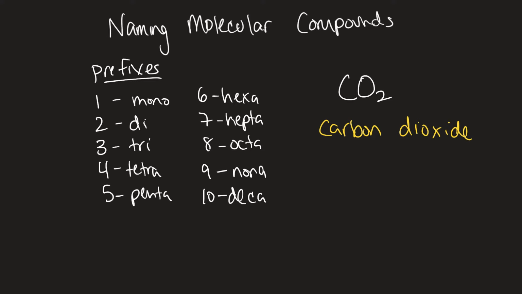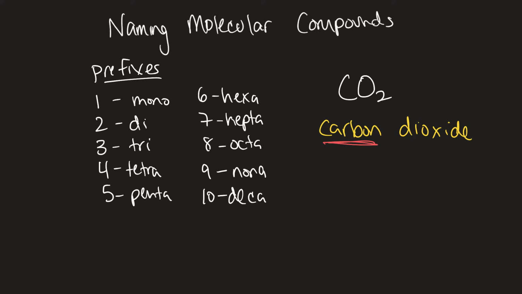Let's break this down. The first element is usually written as is. How do we know which one's the first element? Typically it's the one that's written first. Chemically speaking, it's the one that has the lowest electronegativity of the two atoms. Carbon has a lower electronegativity than oxygen, so carbon is written first. So we typically write the name as is.